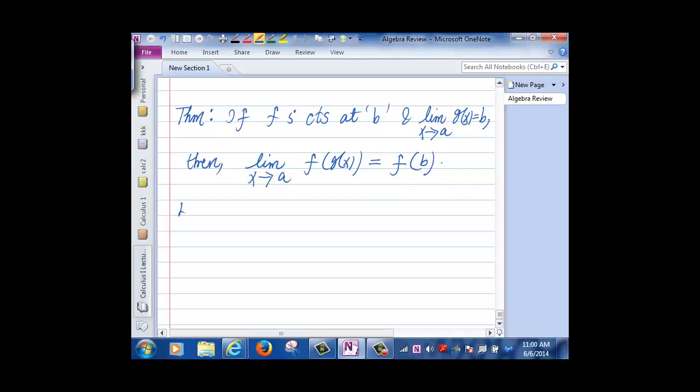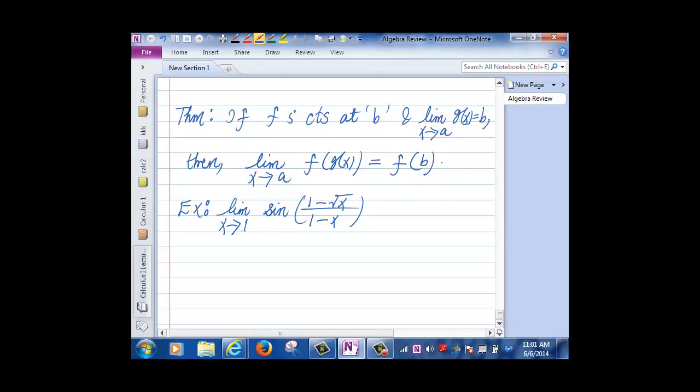Here's an example. Suppose that I have the function sine of (1 minus root of x) divided by (1 minus x). And then I want to know what's the limit as x goes to 1. So what's the limit when x goes to 1? Okay, that's the question.